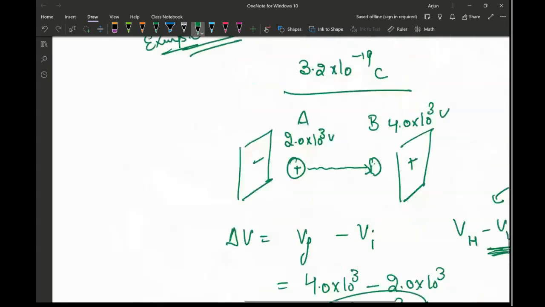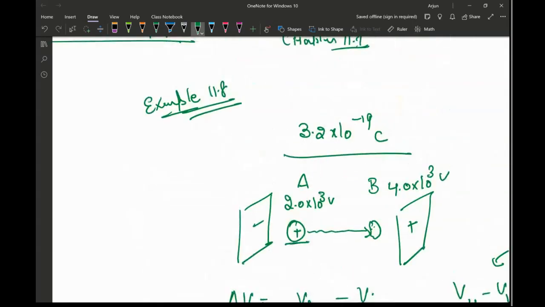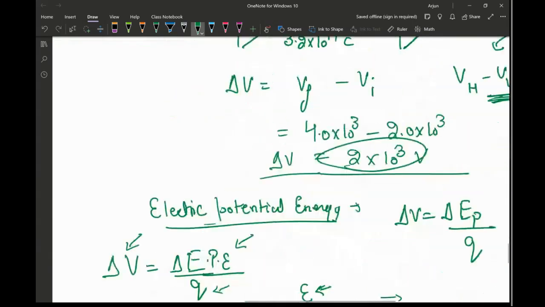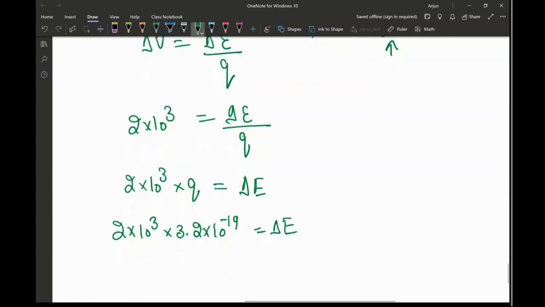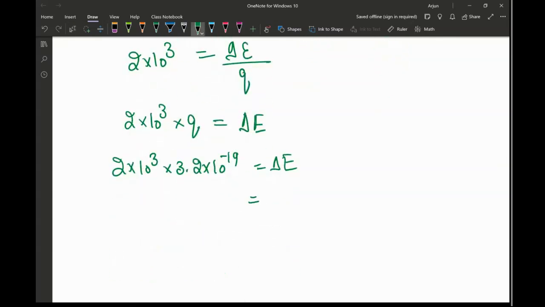I didn't tell you initially how much this charge was. This charge is 3.2 times 10 raised to the power negative 19 coulomb. So I multiply 2 times 10 raised to the power 3 by 3.2 times 10 raised to the power negative 19. That's going to give you delta E. That value will be 6.4 times 10 raised to the power negative 16 joules.